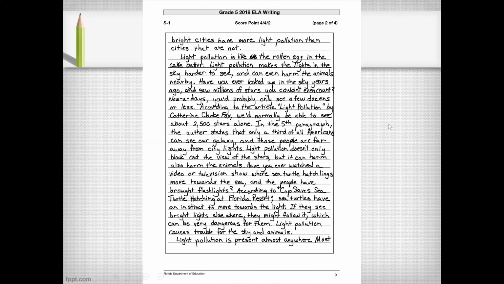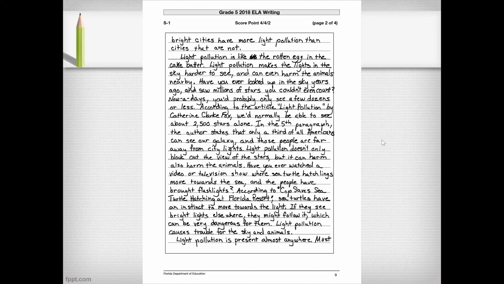Many populated and bright cities have more light pollution than cities that are not. Light pollution is like the rotten egg in the cake batter. Light pollution makes the lights in the sky harder to see and can even harm the animals nearby. Have you ever looked up in the sky years ago and saw millions of stars you couldn't even count? Nowadays, you'd probably only see a few dozens or less. According to the article Light Pollution by Catherine Clark Fox, we'd normally be able to see about 2,500 stars alone. In the 5th paragraph, the author states that only a third of all Americans can see our galaxy, and those people are far away from city lights.